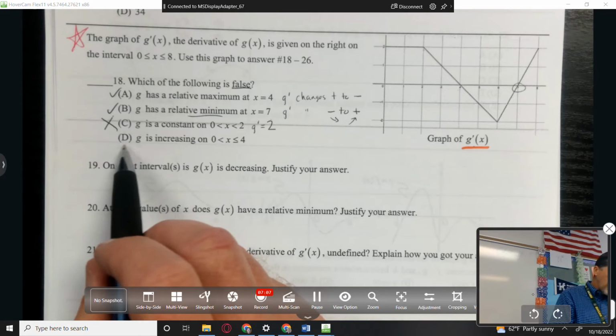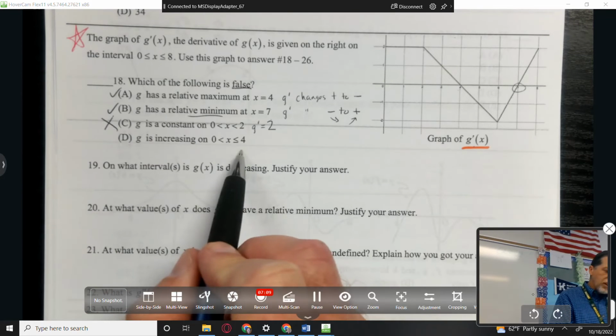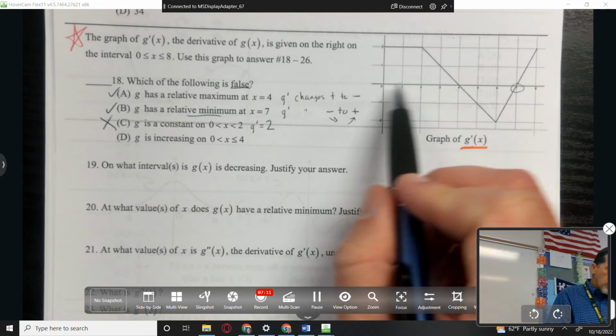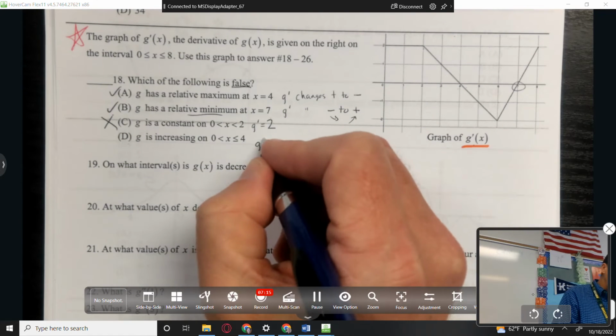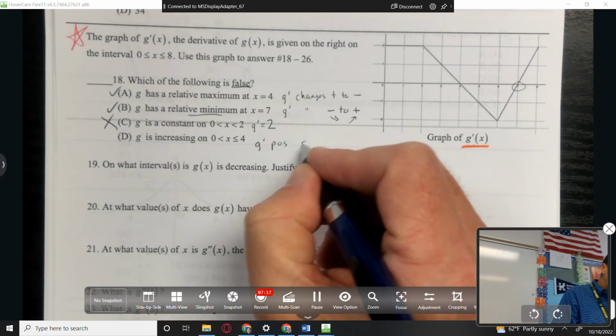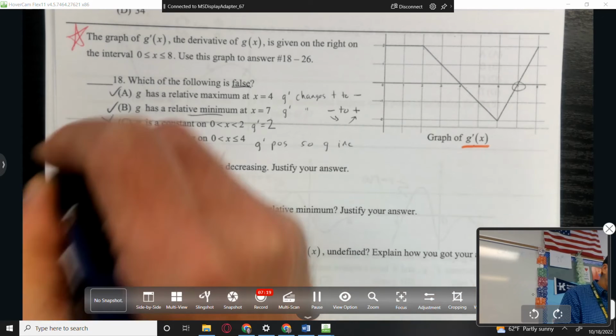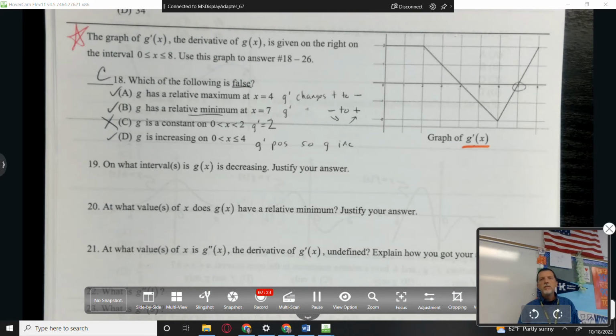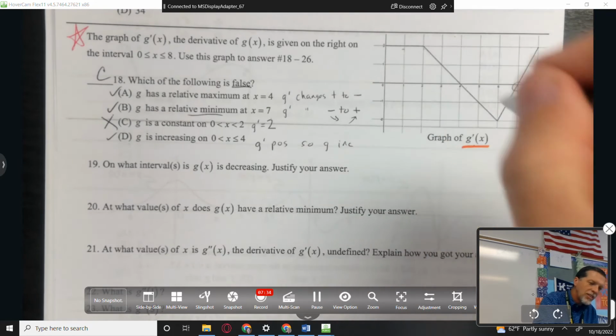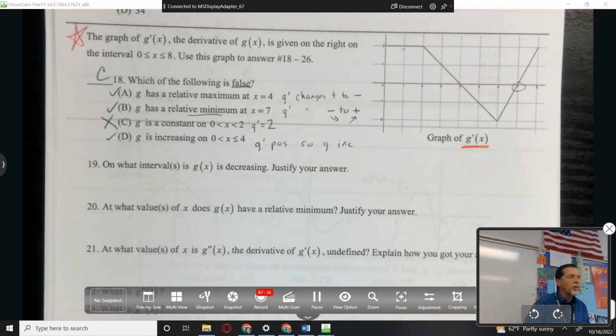Let's verify this by looking at D. G is increasing from 0 to 4. G prime is positive the whole way there. So G is increasing. So that one's true. So C is false, but man, it's really easy to see that flat line and think, oh, flat line's constant. Well, yes, but this flat piece is G prime, and they didn't ask about G, they asked about G.